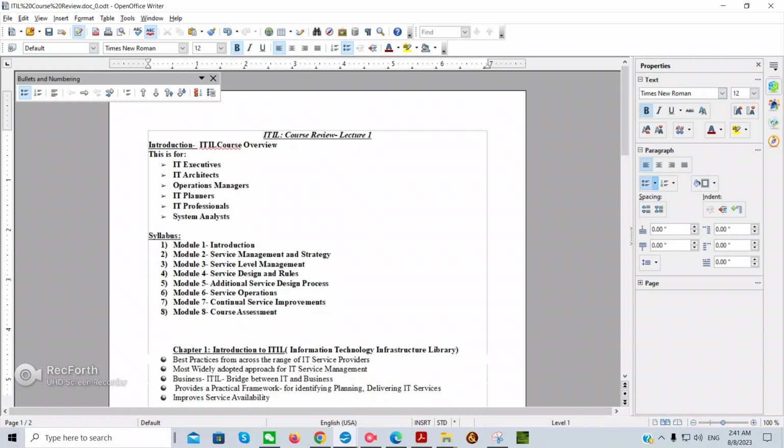In terms of the syllabus, we have 8 modules. The first one is Introduction, which we'll go over today. Module 2 is Service Management Strategy. Module 3 is Service Level Management. Module 4 is Service Design Rules. Module 5 is Additional Service Design Process. Module 6 is Service Operations. Module 7 is Continuous Service Improvements. And finally, Module 8 is Course Assessment. Basically, an overview of the course.